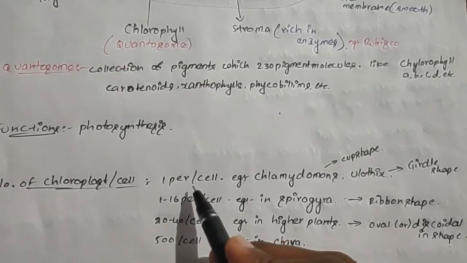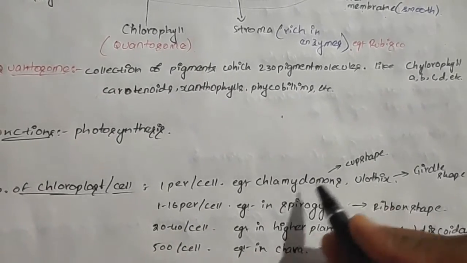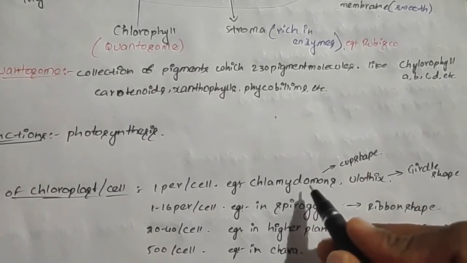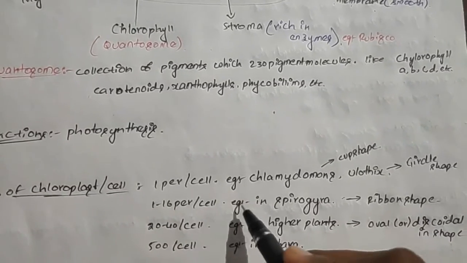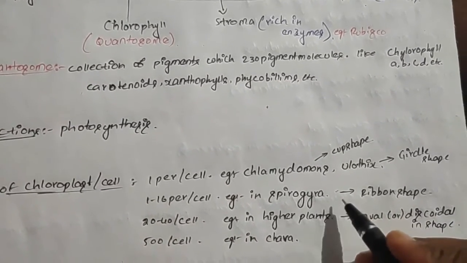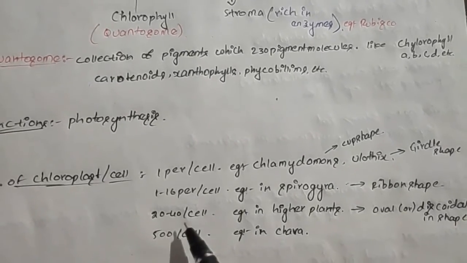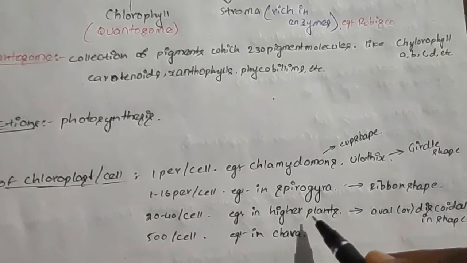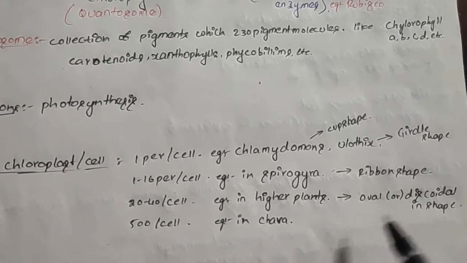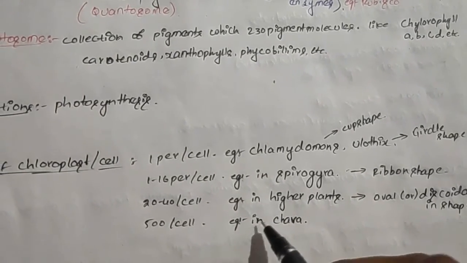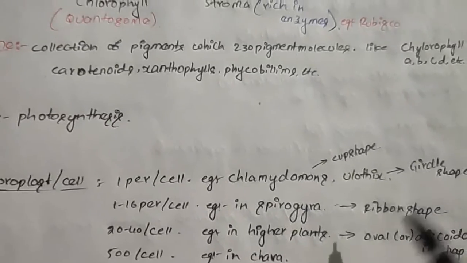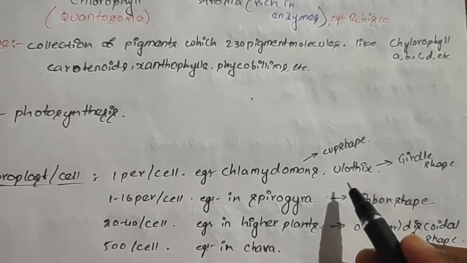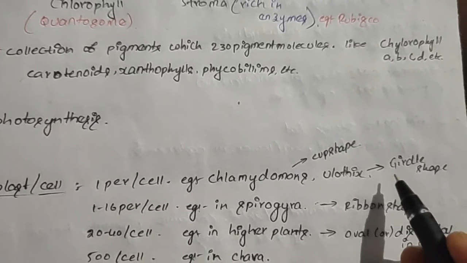The number of chloroplasts varies from cell to cell. It may be one per cell in Chlamydomonas and Ulothrix. In Chlamydomonas, this chloroplast is U-shaped, and 1 to 16 per cell in Spirogyra, where the chloroplast is ribbon-shaped, and 20 to 40 per cell in higher plants, where the chloroplast is present in oval or disc shape. More than 500 per cell in Chara, in the internodes of Chara. In Ulothrix, which contains one chloroplast per cell, the chloroplast is girdle-shaped.